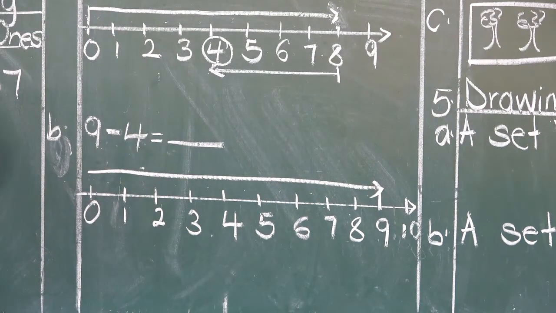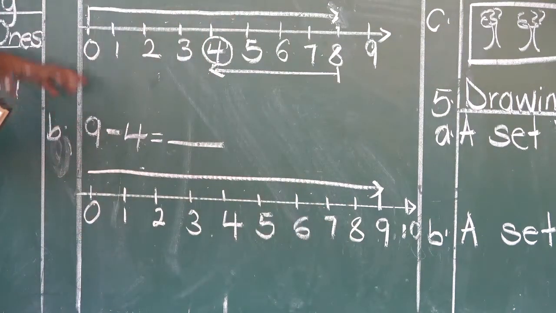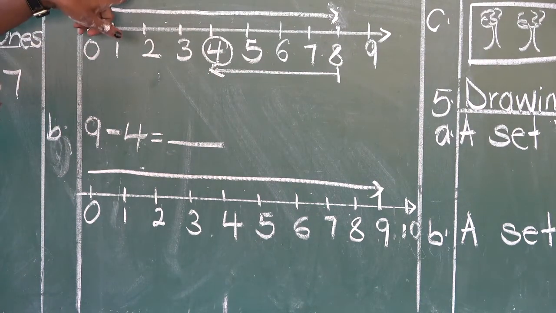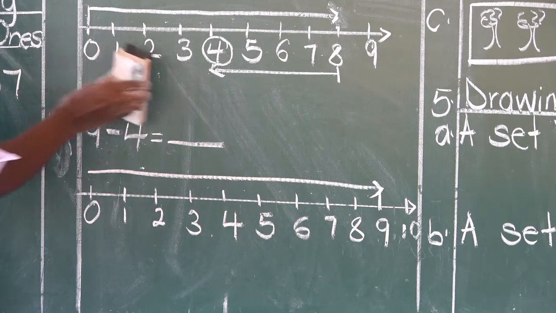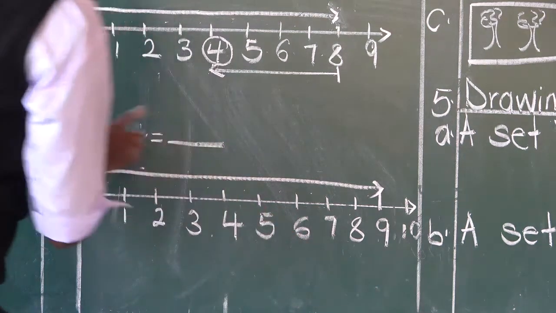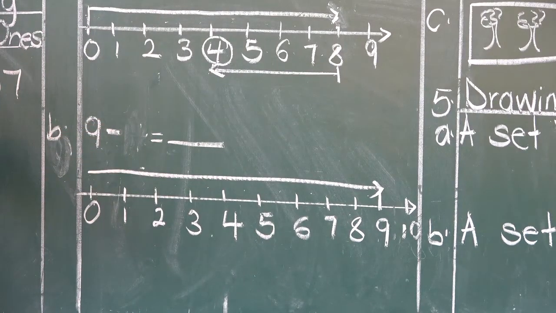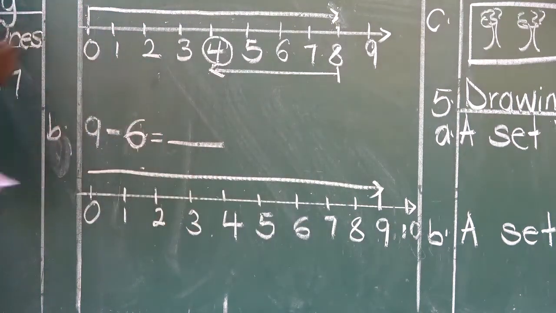Now, out of the 9 steps, you are going to take away 4. Someone may say, teacher, why are we taking away 4? Because even the first number, you had to take away 4. Even here, no, let me change. Let's put 6, not even 5. Let's put 6. Now you are going to take away 6 out of the 9.